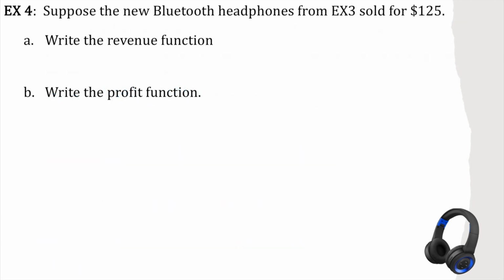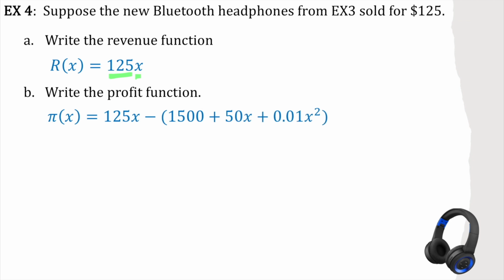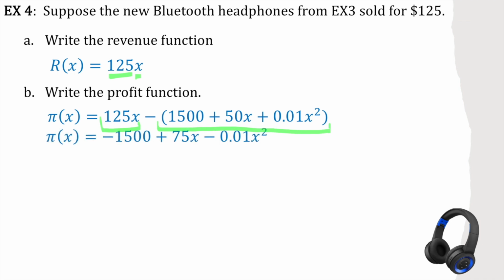Now, suppose these new Bluetooth headphones, from example 3, sold for $125. Write the revenue function. Well, the revenue function is just 125 times how many you've sold. From there, we can write the profit function. That's the revenue function minus the cost function. We clean it up a little bit. You get negative 1500 plus 75x minus 0.01x squared.